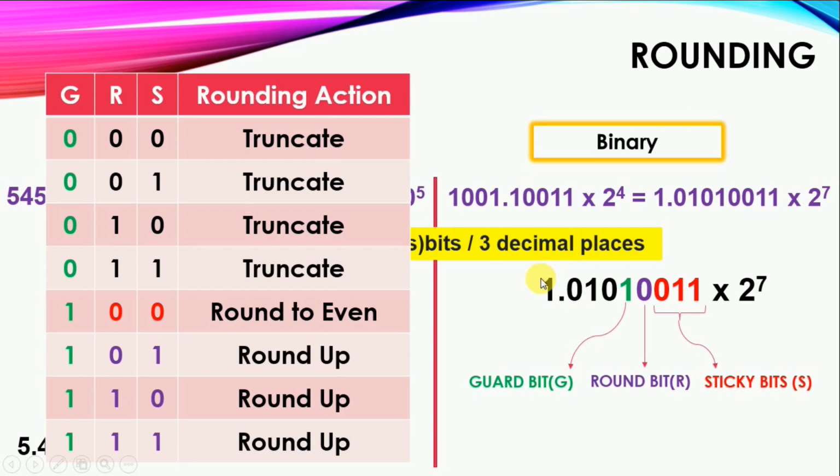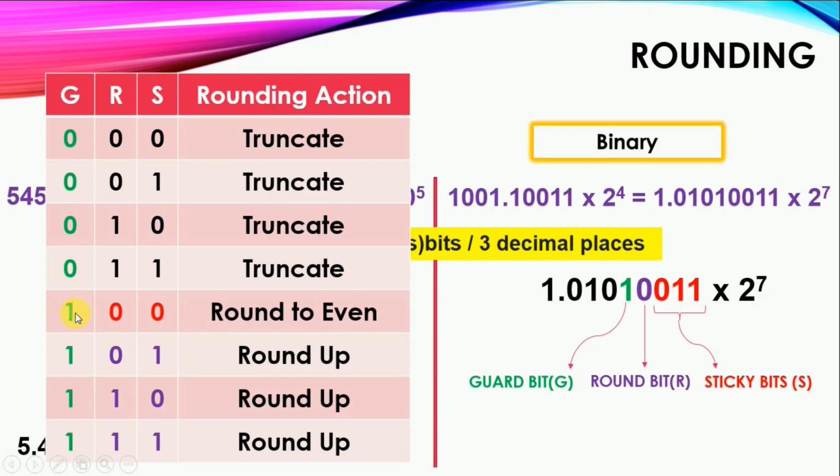Here, for example, if my guard bit is 0, the result will be 1.010. So we will simply discard the remaining bits. This is otherwise known as chopping. Chopping is the other name for truncation.